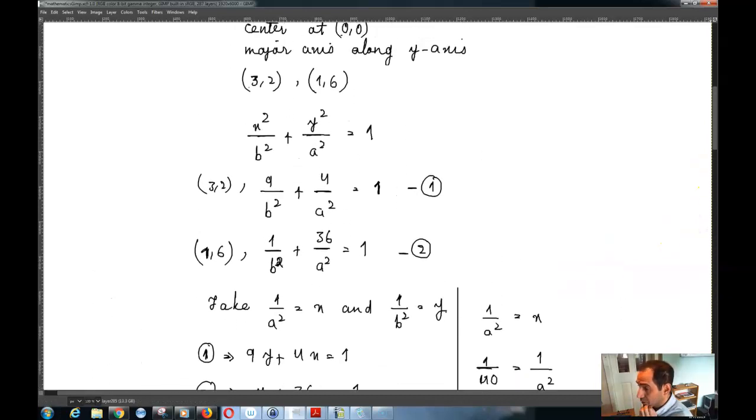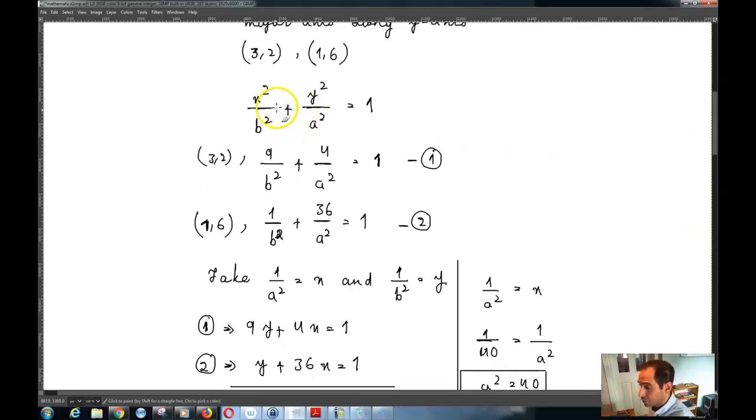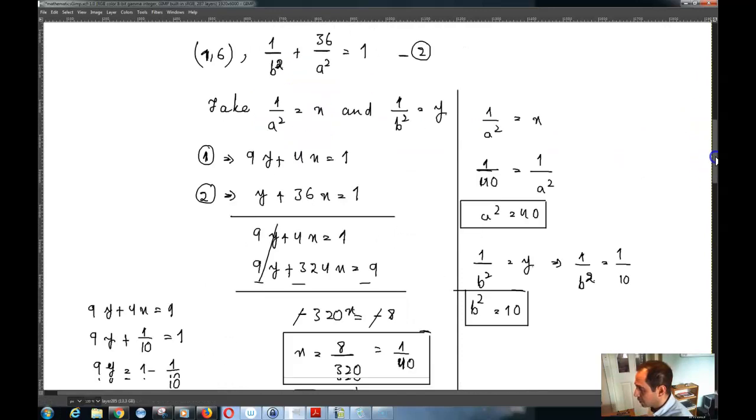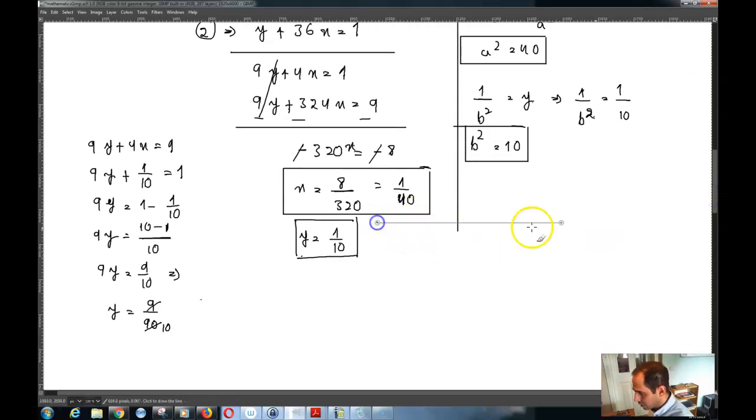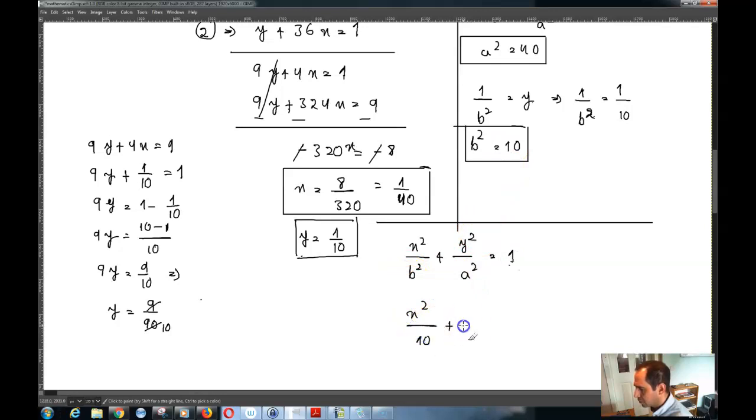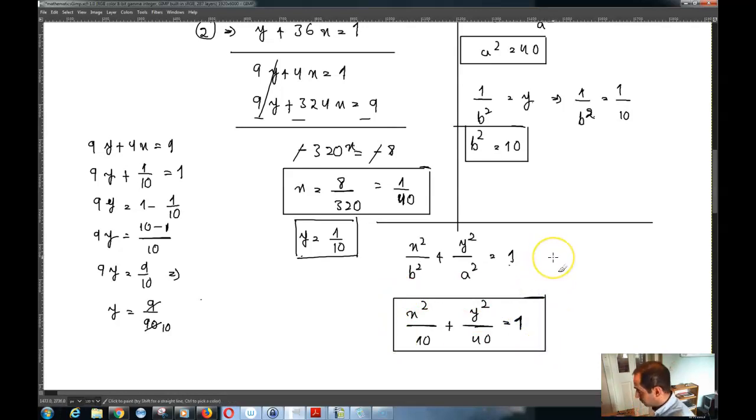And over here we said that x squared by b squared plus y squared by a squared is equal to 1. So then I can write x squared by 10 plus y squared by 40 is equal to 1. And that is the equation of your ellipse.